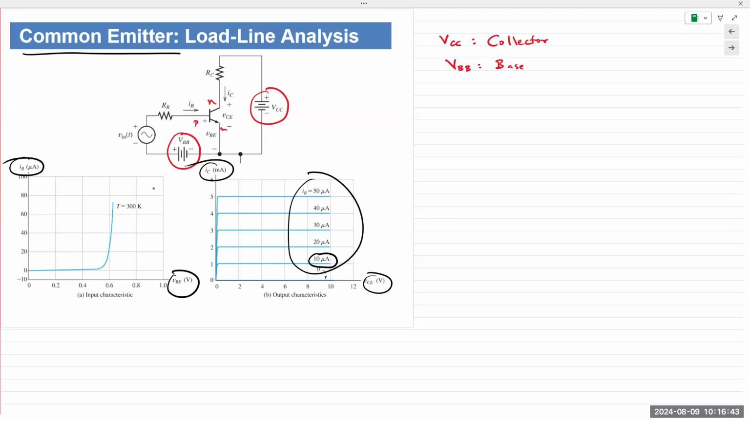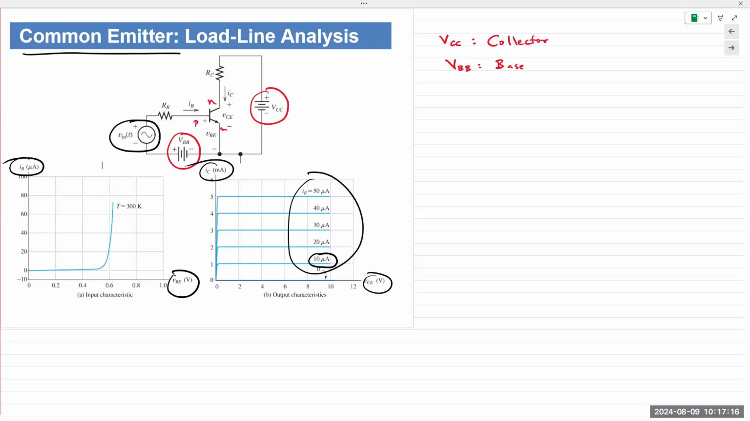For every value of IB, for 10, 20, 30, 40, 50 microamps, and so on and so forth. The reason we have a set of curves is because of the time varying waveform applied at the input. You have a DC voltage applied, so your transistor is fixed in position, so you're fixing the operating point of the transistor, and we'll see that in the next few slides.